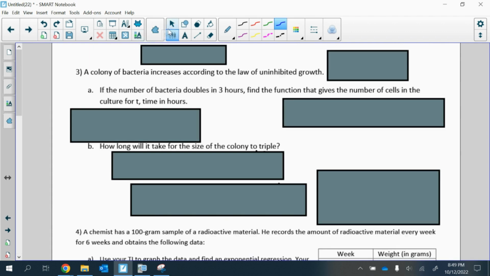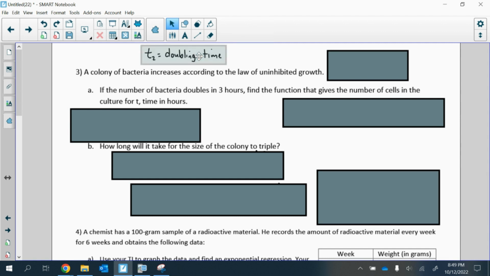Problem 3, a colony of bacteria increases according to the law of uninhibited growth. If the number of bacteria doubles in 3 hours, find the function that gives the number of cells in the culture for t with the time in hours. So I'm going to call t sub 2 doubling time. So instead of half-life, it's basically double life. How fast does it grow? Double. And so instead of a 1/2 in here, it'll be a 2.